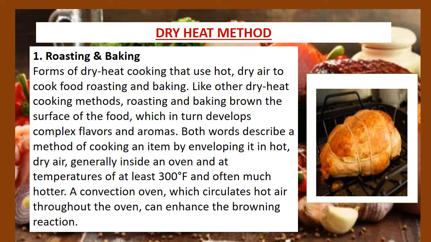Both words describe a method of cooking an item by enveloping it in hot, dry air, generally inside an oven, at temperatures at least 300 Fahrenheit and often much hotter. A convection oven which circulates hot air throughout the oven can enhance the browning reaction.